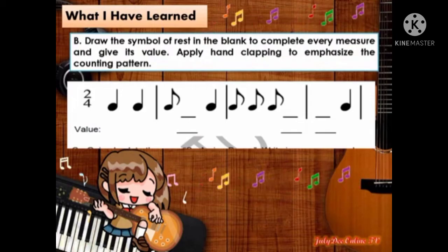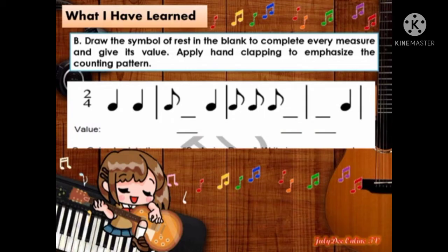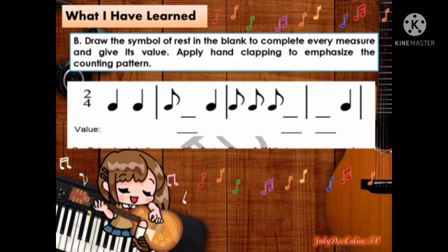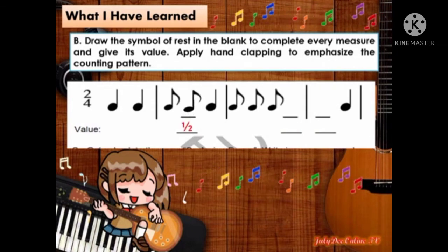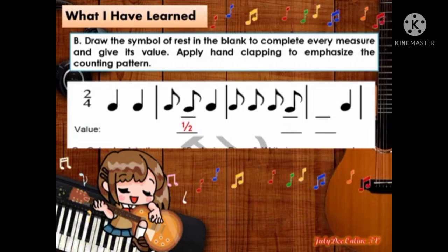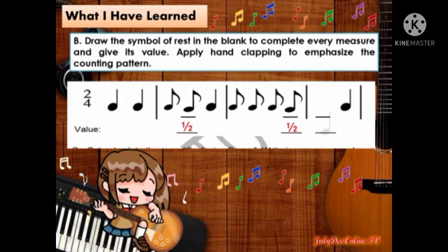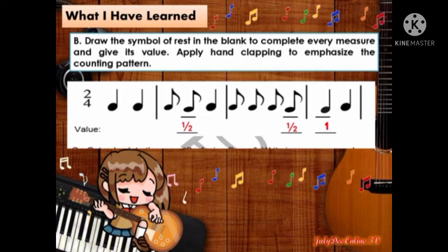Draw the symbol of rest in the blank to complete every measure and give its value. Apply hand clapping to emphasize the counting pattern. The missing note in the second measure is an eighth note that receives 1/2 beat. In the third measure, the missing note is an eighth note that receives 1/2 beat. And in the last measure, the missing note is a quarter note that receives 1 beat.